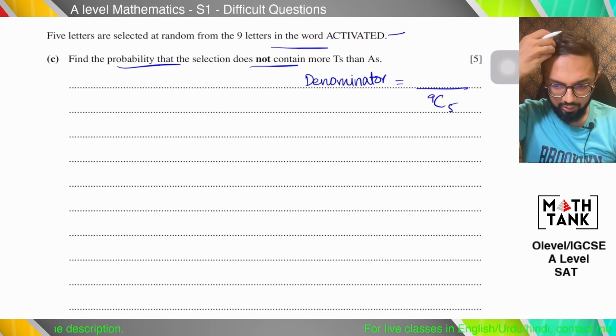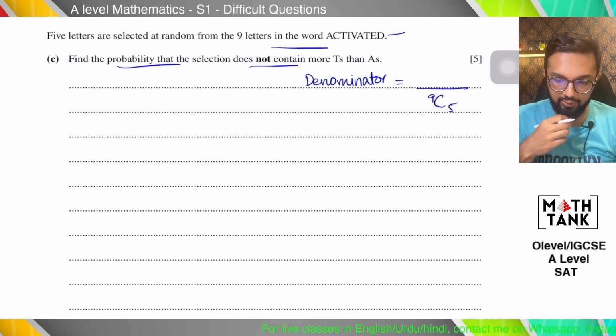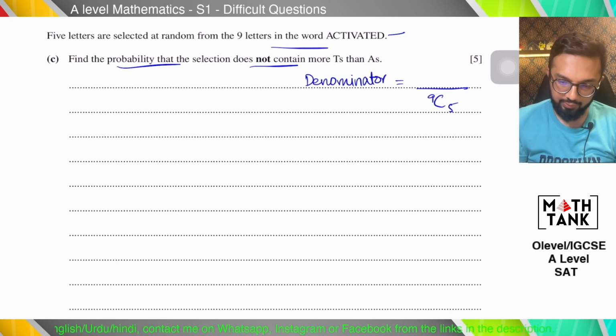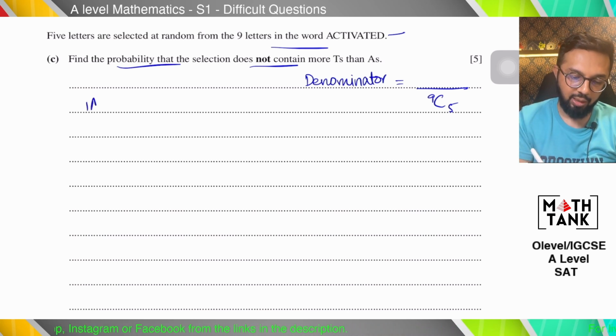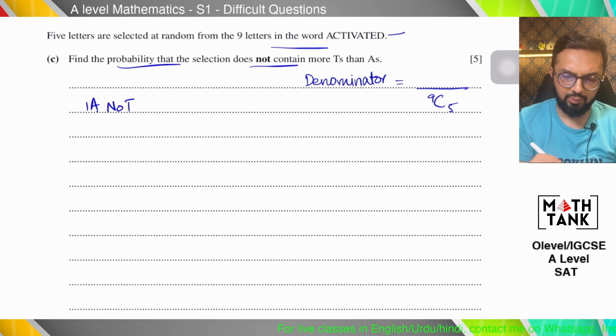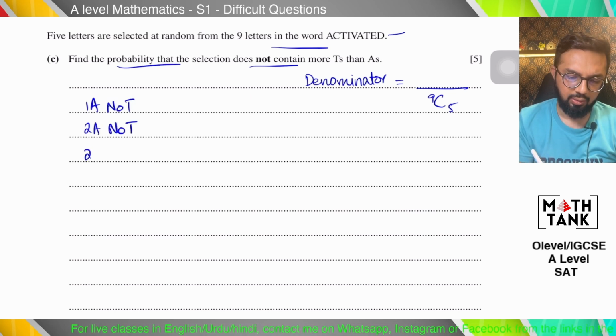Selection does not contain more T's than A's. So it should have more A's than T's. Okay, so more A's than T's is my motto. So I'm going to say that this is 1A, no T, 1A, and no T's, on more A's than T's. Okay, so 2A, no T, 2A, and 1T.